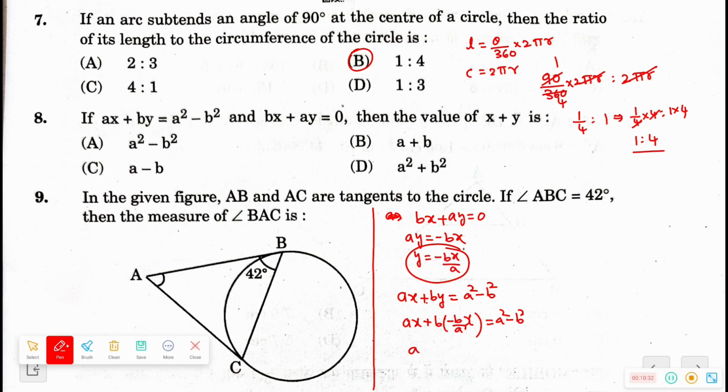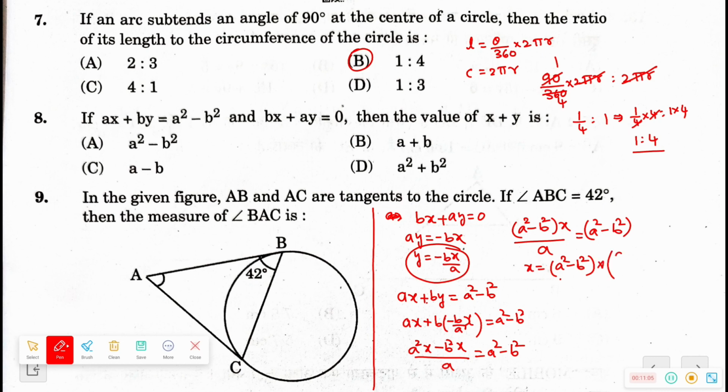So here we should take the LCM. a will be multiplied, so a square x minus b square x, whole divided by a, is equal to a square minus b square we get. Now in the numerator we take x common, then we get a square minus b square into x by a is equal to a square minus b square. Now if you transpose this value to that side, a square minus b square into a by a square minus b square will become the reciprocal.